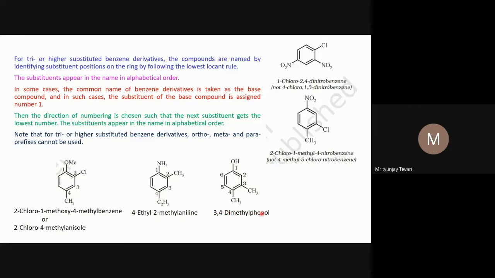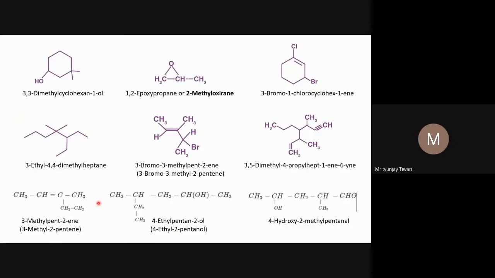So phenol as a base compound, aniline as a base compound, and anisole as a base compound, because they have certain substituents. What does base compound mean? We see that aniline has certain substituents at different carbon atoms. This phenol has substituents at different positions. This anisole has substituents at different positions, and so on.